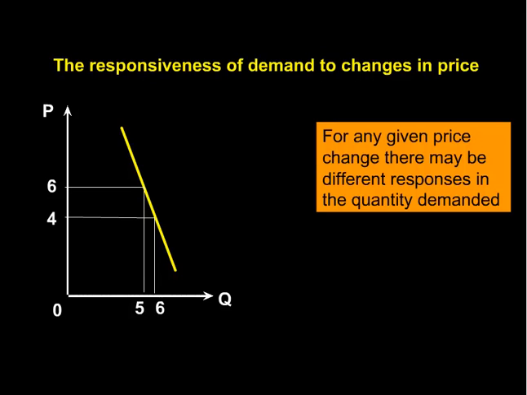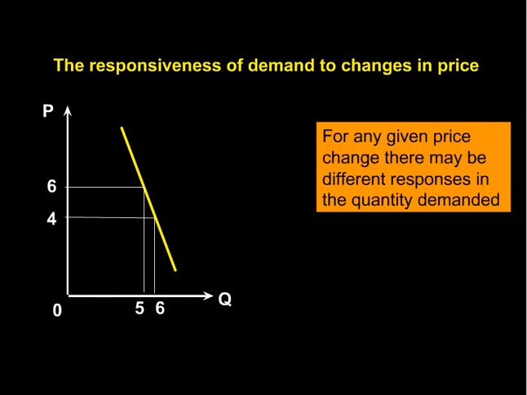However, we're not just interested in movements up and down the curve for their own sake. We're interested also in the responsiveness of demand to changes in price. So for any given price change, there may be different responses in the quantity demanded. Here we have a diagram which shows a price, let's say, of £6. When the price is £6, 5 units are demanded. When the price is £4, then 6 units of this particular commodity are demanded.